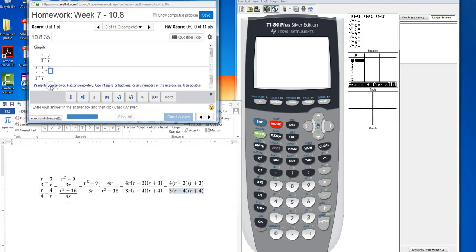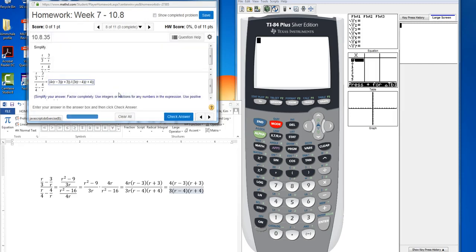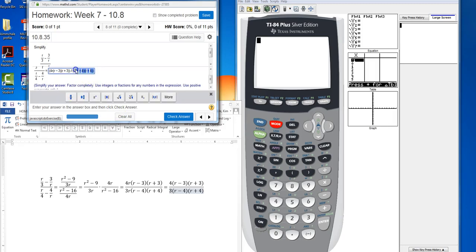Let me check that answer first of all. Let's see if it'll let me do that. I did factor completely. It probably did not like me using all those parentheses. So let's try it using the fraction bar. So I'm going to get 4 times r minus 3 times r plus 3 over 3 times r minus 4 times r plus 4.